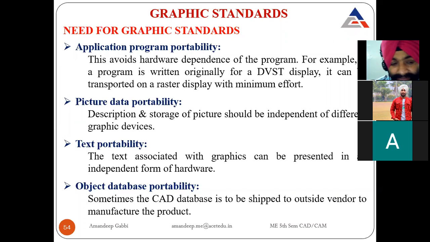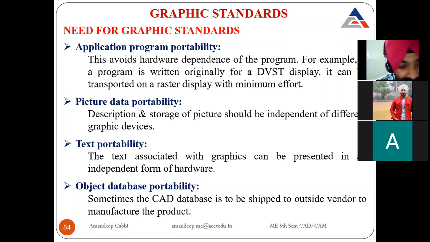Now, picture data portability. This is about the image that is stored. Suppose I make an image of some screw jack or pipe joints, a knuckle joint, and all that. I have made a knuckle joint and I want to send it to all of you. I can send that in a mail, and then you can open the picture data on your laptop. So the description and storage of a picture should be independent of different graphic devices. It can be opened on your mobile phones and all that.